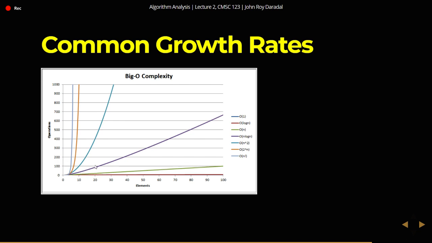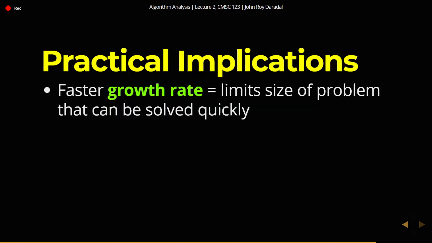Then n log n is here, so it also has a fairly average growth rate. And then when you have the n squared, you have a pretty steep growth rate already. And then n cubed is even steeper, and 2 raised to n is also here. So it's already quite steep. Okay? Those are the common growth rates.